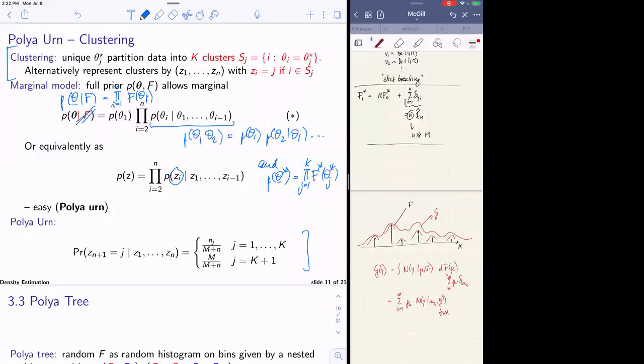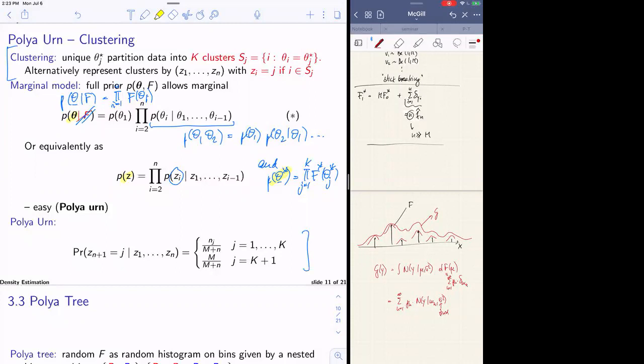So instead of giving you the theta i's, I could equivalently give you the set and the unique values. Because if I tell you the unique values and I tell you who is tied with which one, I've given you the thetas. The distribution of the unique values is easy. They're simply IID from the base measure.